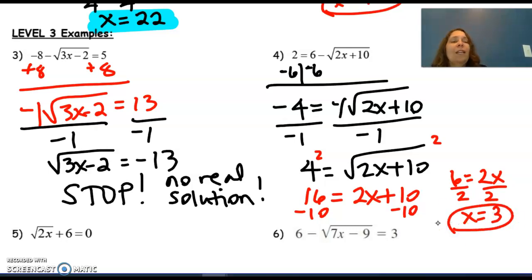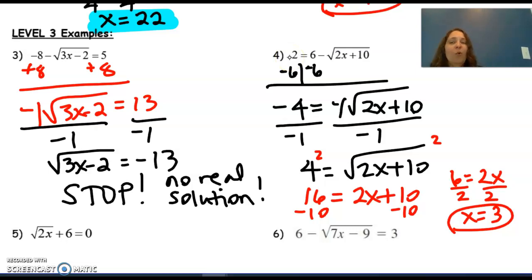You can always go back in and try it in your calculator. Also, if you plug in a 3 up here, 2 times 3 is 6. 6 plus 10 is 16. The square root of 16 is 4, and the last time I checked, 6 minus 4 was equal to 2, so we're good to go.